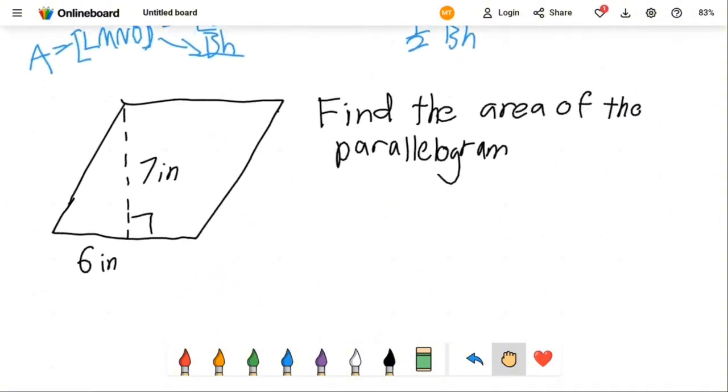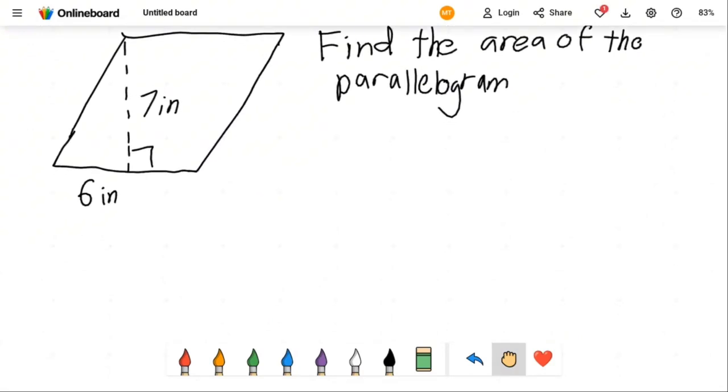Okay, here was the example. Find the area of the parallelogram. Okay, to use the proof, we can split this into two triangles, which you can see that the height of this triangle right here is 7 inches. Sorry, the height of this triangle right here is 7 inches, and the height of this triangle is also 7 inches if we just drew the same line upside down, it'd be the same height as the other triangle.